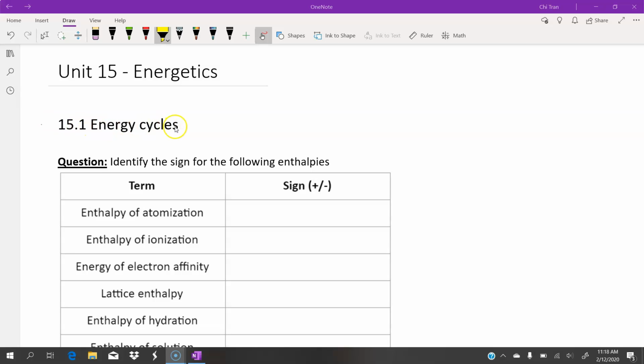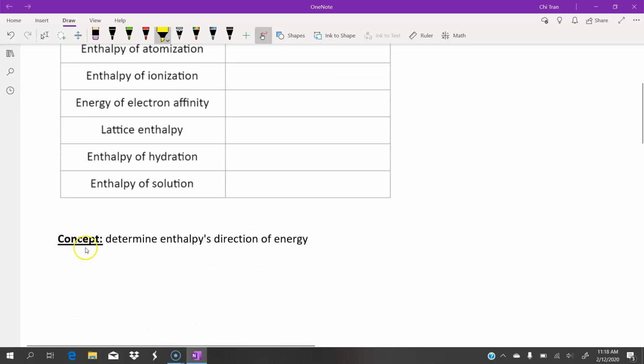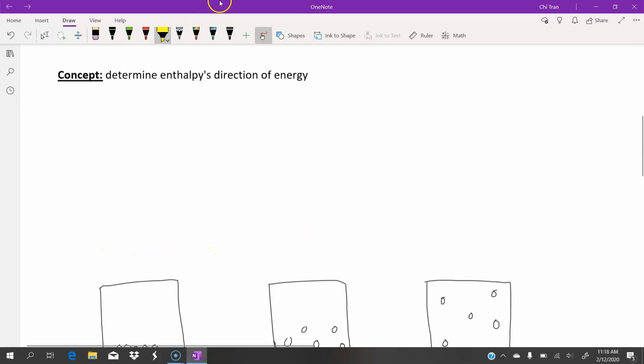This video is about energy cycles. So the key in the question is to identify the sign of the enthalpies that is listed in this table below. And the concept of this question is to determine enthalpy's direction of energy. So direction of energy can go either way, positive or negative. And positive, it's an endothermic reaction, and negative, it's an exothermic reaction.